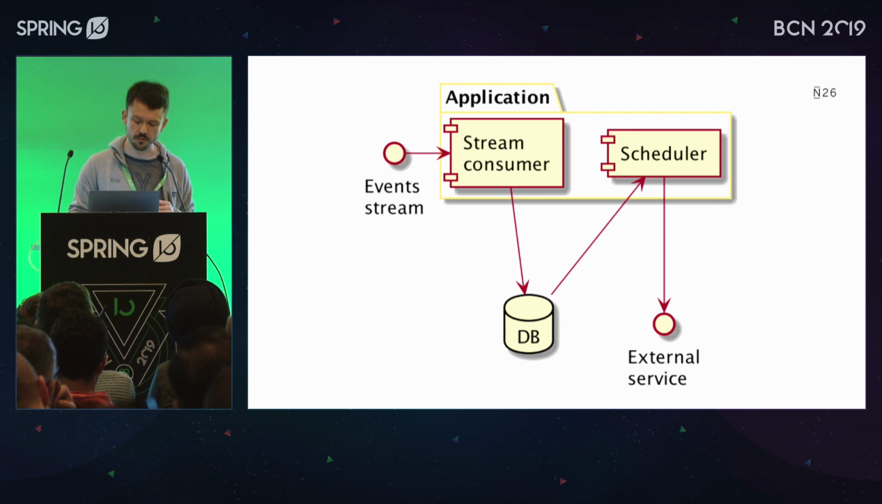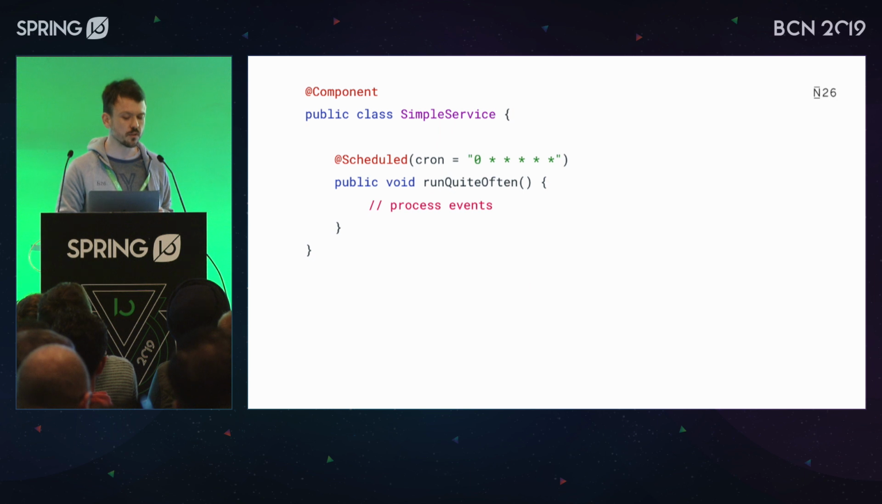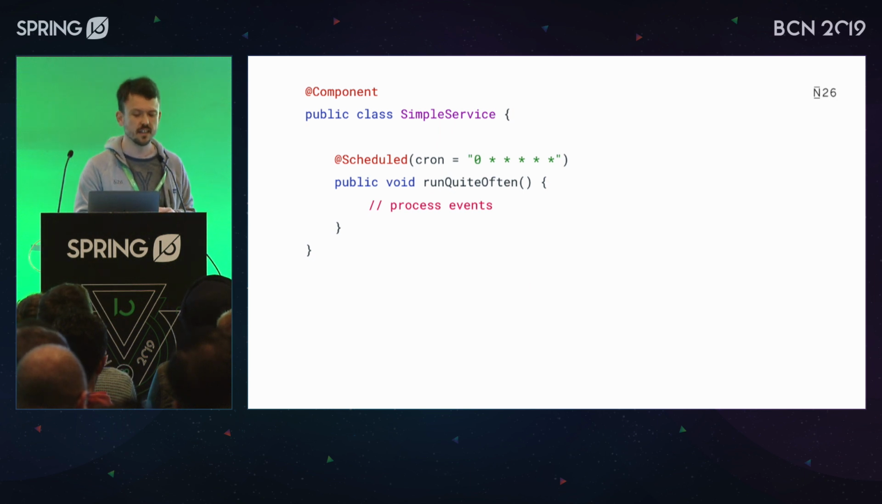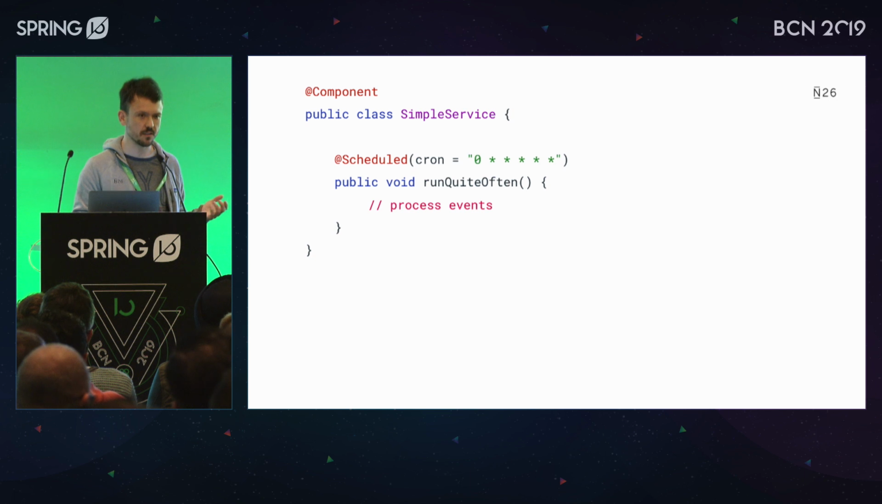So let's look at how this can be done in a Spring application. Probably this is a part of code that most of you have already written, or at least seen. We have a simple service, and we mark it with the annotation Component, so now Spring can find it, and the service can be injected into different components. And we have a method that runs quite often and processes the events that we have in the database. We mark it with another annotation available from Spring, and we say, okay, let's run it as often as the cron expression says.